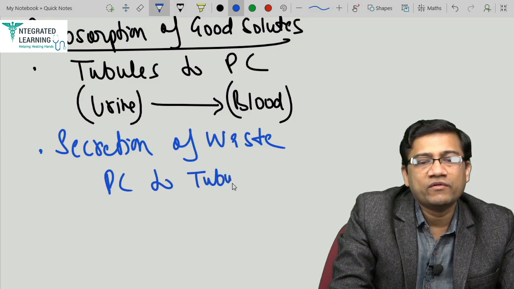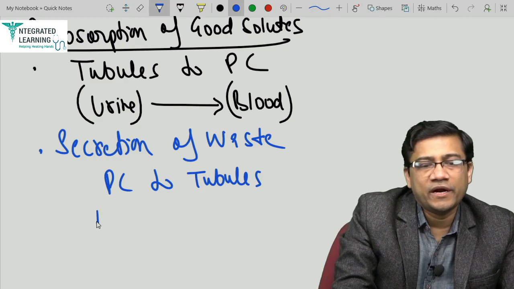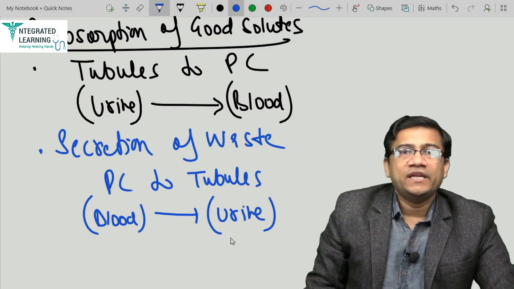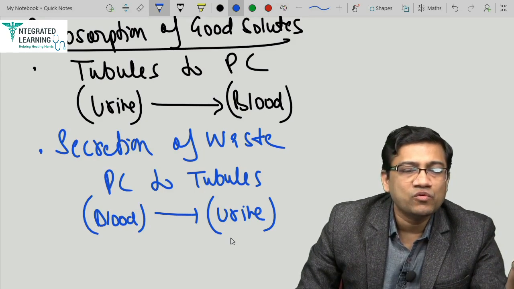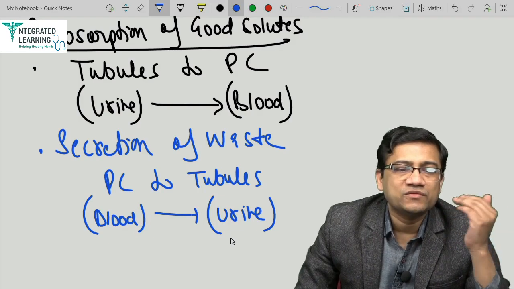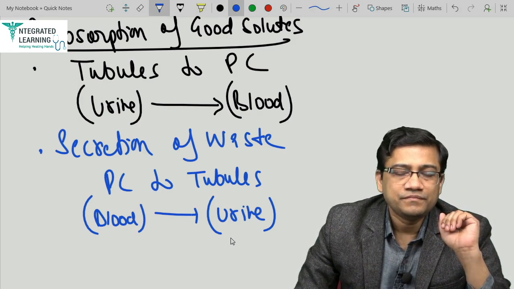So you are going in what direction? You are going from peritubular capillary, that is blood, to urine. So anything which moves from urine to blood is a good thing, and anything which moves from blood to urine is a metabolic waste product, okay. So that is why it's going in the reverse direction. Is it clear? Fine.